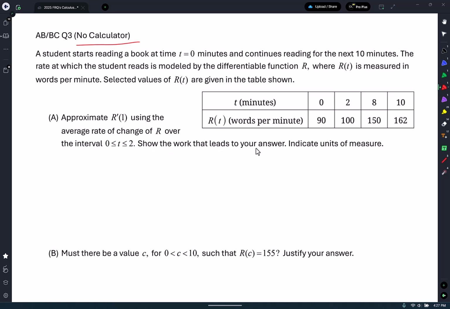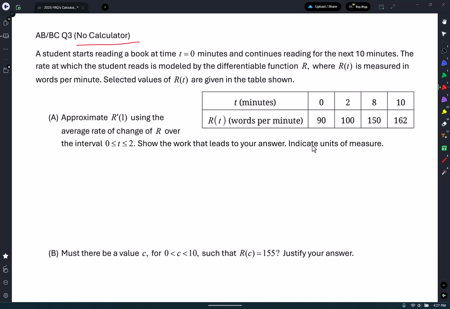Show the work that, well, did I read the top part? A student starts reading a book at time t equals 0 minutes and continues reading for the next 10 minutes. The rate at which the student reads is modeled by the differentiable function R, where R of t is measured in words per minute. Selected values of R of t are given in the table shown. Okay, so here's my table, minutes and words per minute, R of t. Approximate R prime 1 using the average rate of change of R over the interval 0 to 2. Show the work that leads to your answer, indicate units of measure.